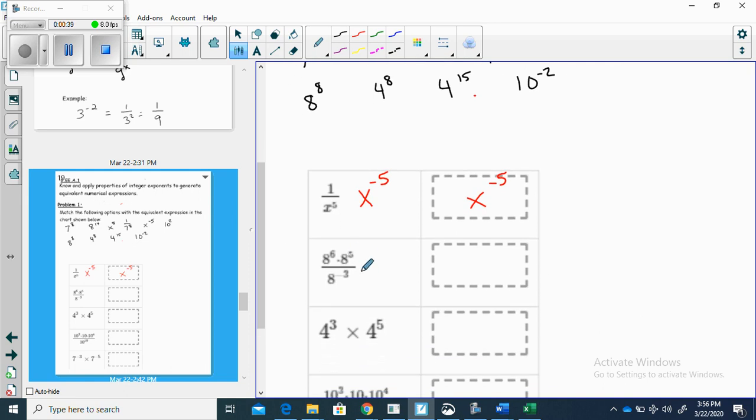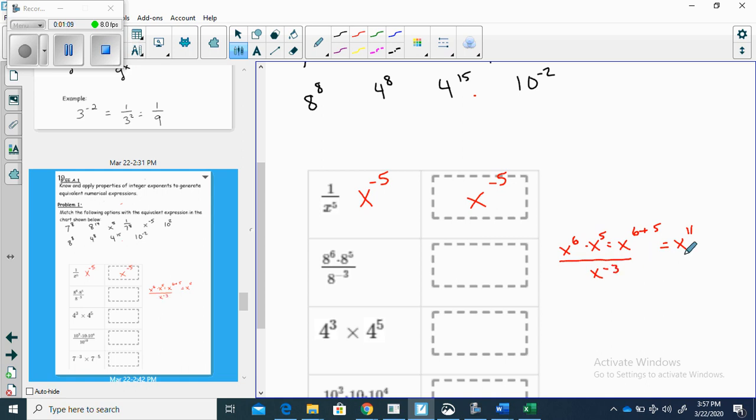Let's work this out. On the top, we have the same base, x, multiplied by each other. Here we have an exponent of 6, and here we have an exponent of 5. So essentially what we need to do is first take care of that. x to the 6th times x to the 5th would give us x to the 6 plus 5, which is x to the 11th.